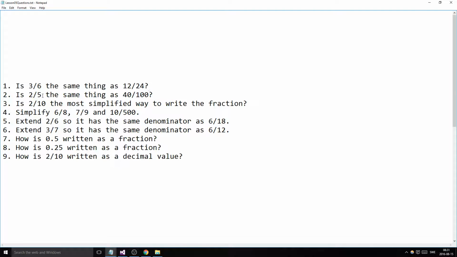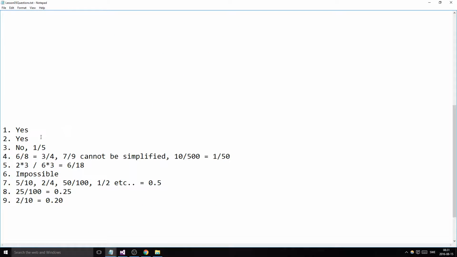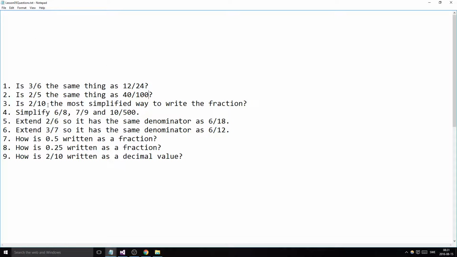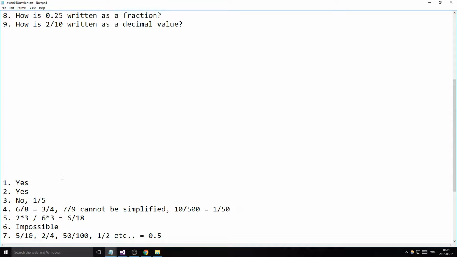Now this decimal value is a little weird because it's not going to be even and stuff like that. So I'm not going to print that out. But it has the same decimal value. But yeah, and then the next one, let's just see. Yeah, the next one is 2/10. Is that the most simplified way to write this fraction? It isn't, right? It isn't.